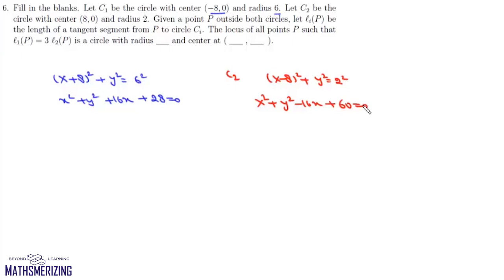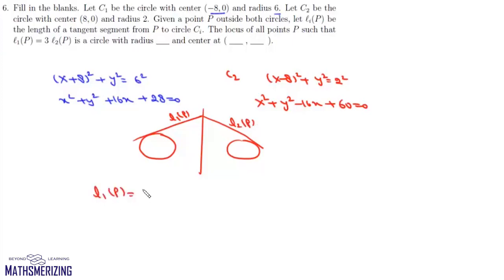Now it says given a point P outside both the circles, let L1P be the distance from C1 and L2P be the distance from C2. Now it says L1P is 3 times L2P. Now we know that the length of a tangent is nothing but under root S1.